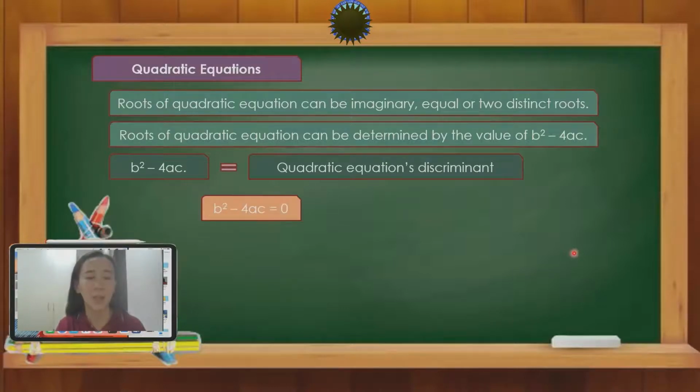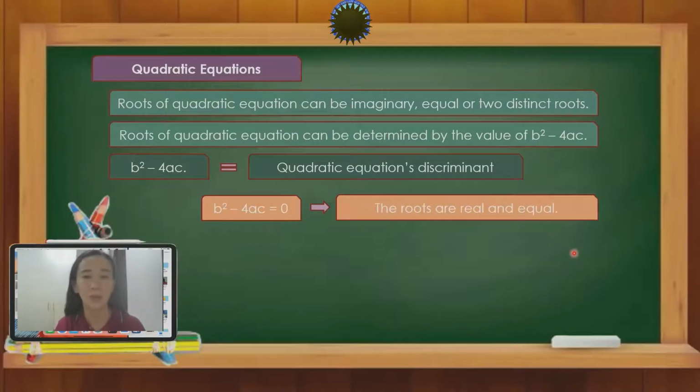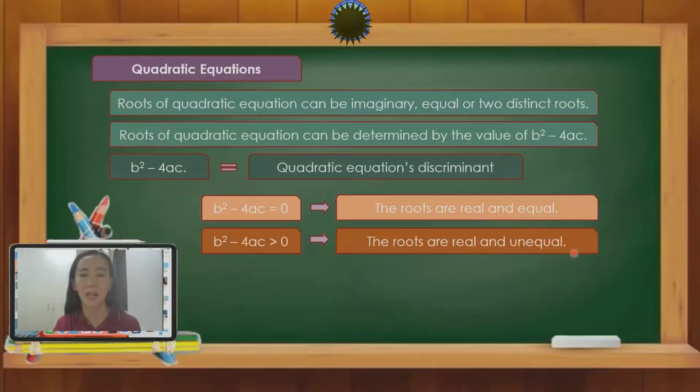If b squared minus 4ac is equal to 0, it means that the roots are real and equal. If the value of the discriminant is greater than 0, then the roots are real and unequal. While if the value of b squared minus 4ac is less than 0, the roots are not real, or imaginary.